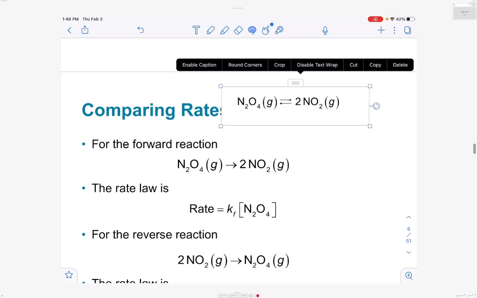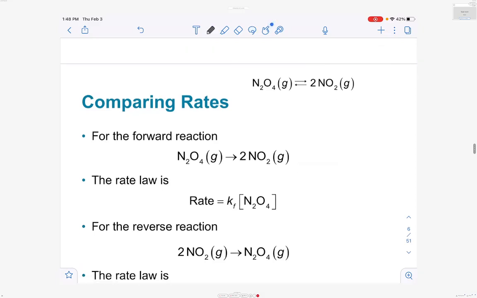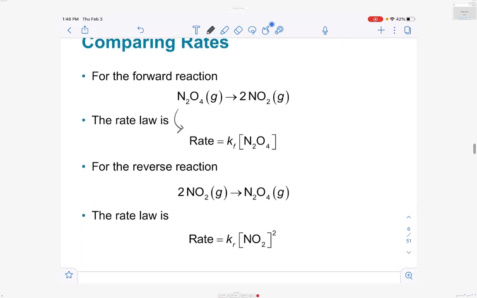The forward reaction is going to be N2O4 producing NO2. We are using one arrow because this is showing the forward reaction only. The rate law from this equation is going to be the rate constant for the forward reaction multiplied by the concentration of the reactant. So that's going to be the rate of the forward reaction.